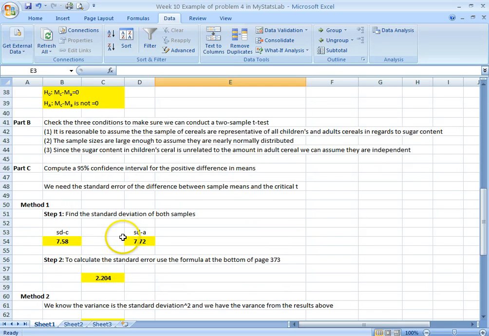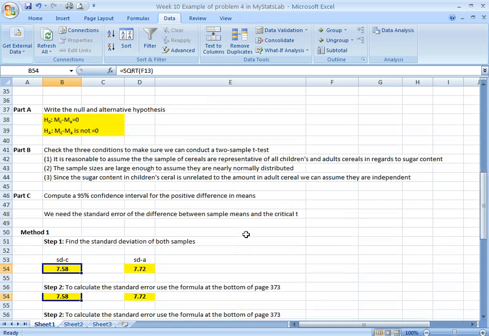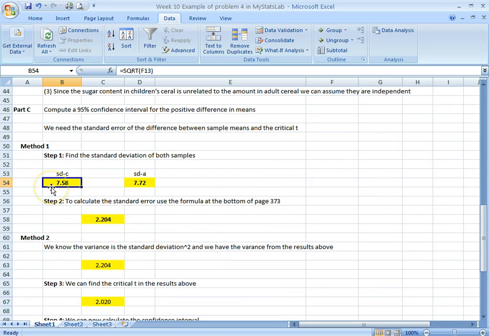The first method here, we're going to go ahead and find the standard deviation of both samples. I'll click on my formula here, and it is simply the square root of F13. Well, what is F13? F13 is our variance. So our standard deviation is merely the square root of our variance. So we can do that for both adult and children's cereal. Our standard deviation for children's cereal here, standard deviation for our adult cereal here.